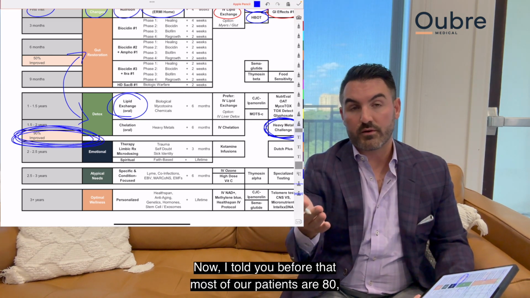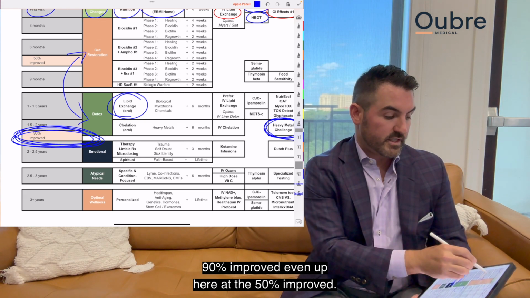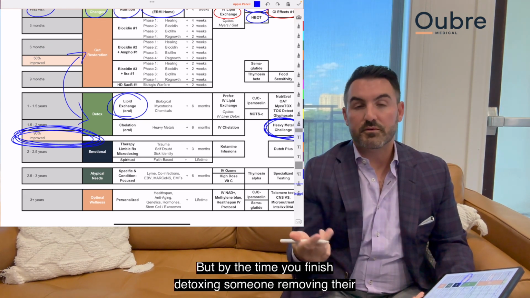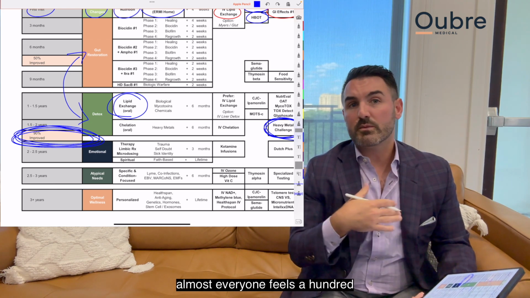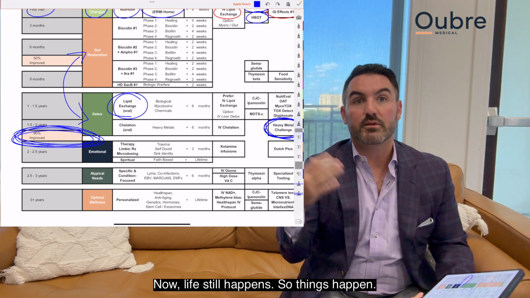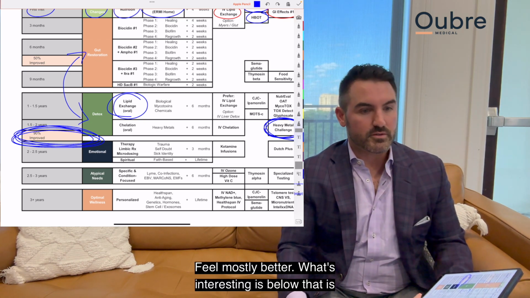Now, I told you before that most of our patients are 80-90% improved, even up here at the 50% improved. But by the time you finish detoxing someone, removing their metals, and restoring their gut, almost everyone feels 100% better for the most part. Now, life still happens, so things happen. They may not be perfect, but that's the idea, feel mostly better.